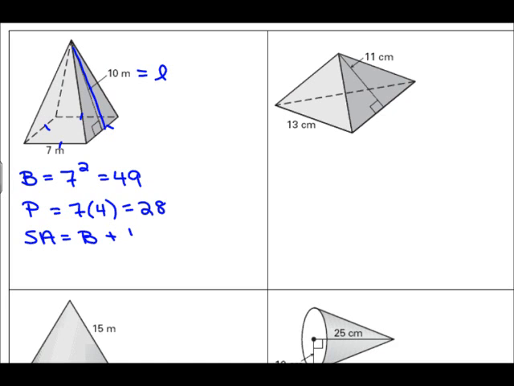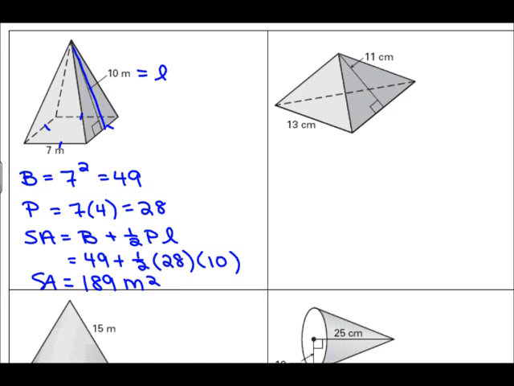And now we can go ahead and plug into the formula. So one base plus 1/2 perimeter times slant height. Plugging in, area of our base is 49 plus 1/2 times the perimeter, 28, times our slant height, which was 10. And we type that in, and we get that the surface area is 189, and our units are meters squared.